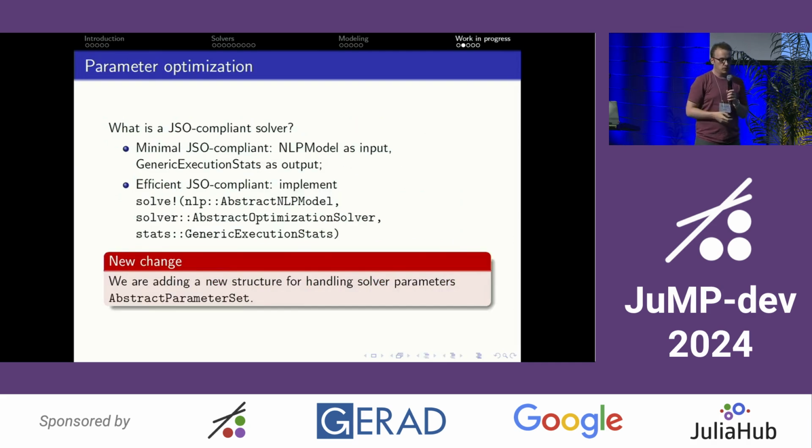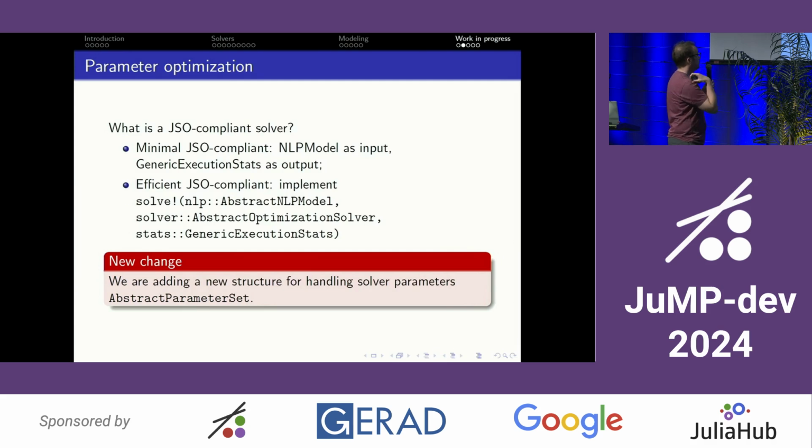And one last work in progress is called parameter optimization. As I said, a minimal JSO compliant solver takes an NLP model as input and returns a generic execution stat. Actually, there is another secret rule that I'm calling efficient JSO compliant solvers: you implement this function solve for in-place solving of your problem. Most of the solvers that I described before are actually allocation free if you use this. Meaning if you pre-allocate the solver structure here and the stats, you shouldn't be using any extra allocation.